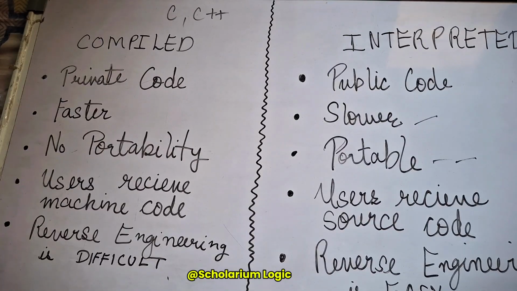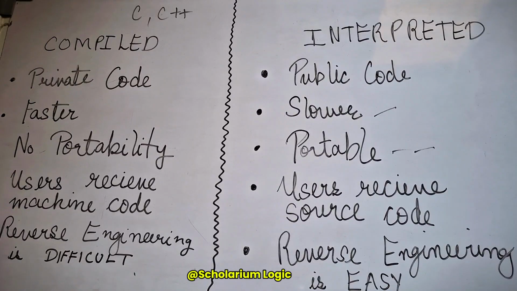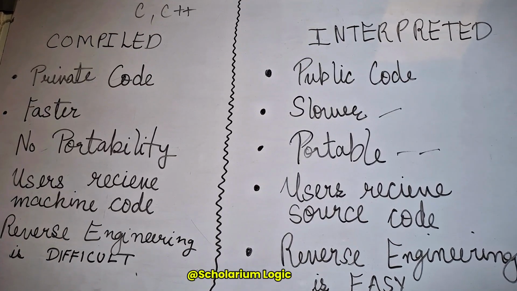The next difference is that users receive machine code. Users have access to machine code in compiled programming languages. They are not able to receive the source code, which makes compiled programming languages very secure. Whereas in interpreted languages, users directly have access to source code, which makes them less secure.